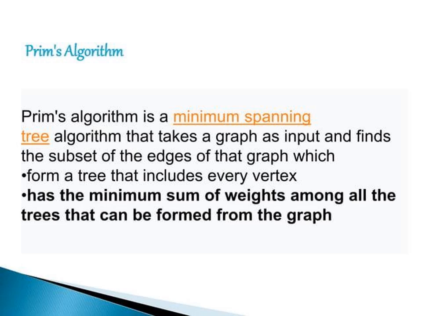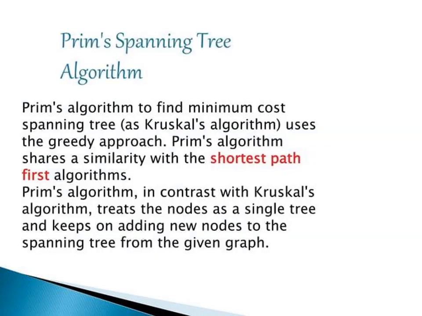Prim's algorithm is a minimum spanning tree algorithm that takes a graph as input and finds the subset of the edges of the graph which form a tree that includes every vertex. It has the minimum sum of weights among all the trees that can be formed from the graph. Prim's algorithm to find the minimum cost spanning tree uses the greedy approach.